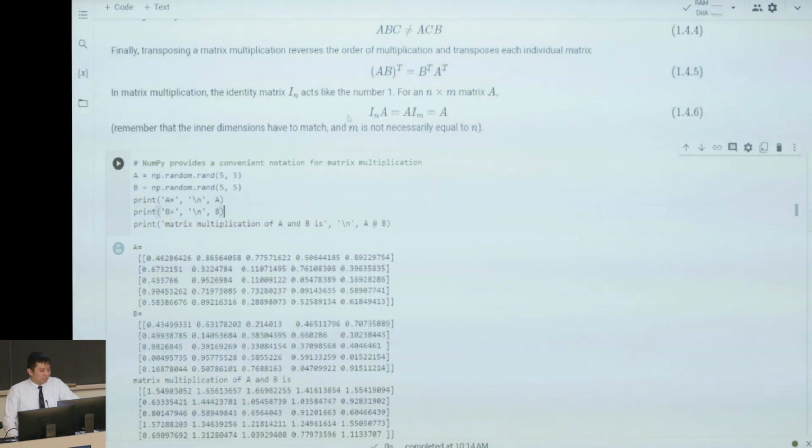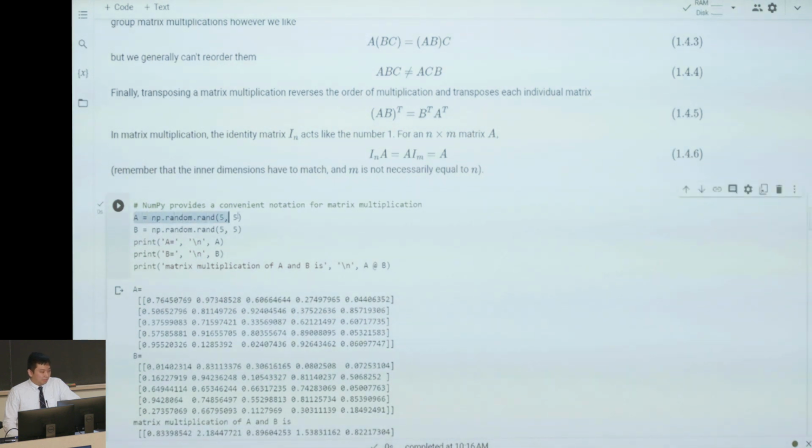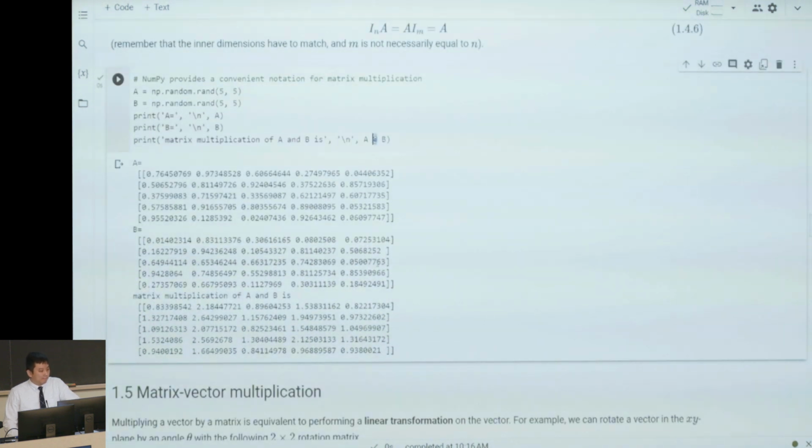And so this was just a silly thing where I just made random matrices A and B with these functions from NumPy. And matrix multiplication is expressed as this at symbol. So you didn't have to compute this yourself. You just let a computer do it.